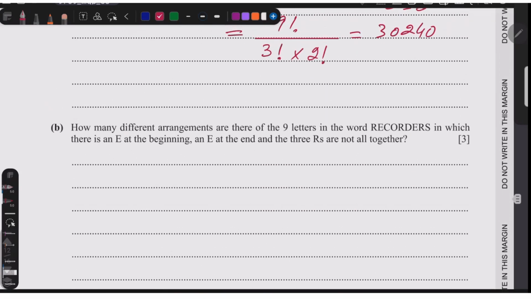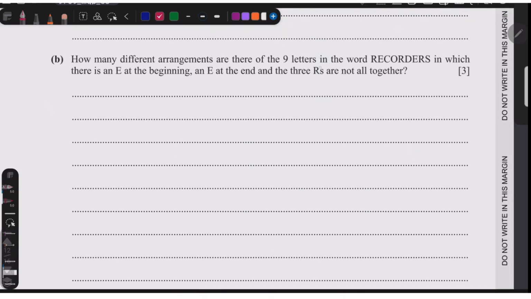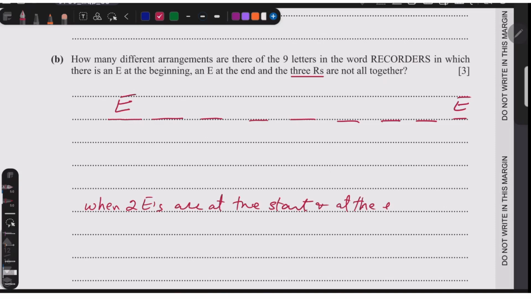Next is how many different arrangements are there of the 9 letters in the word recorders in which there is E at the beginning and E at the end. Okay, E at the beginning, E at the end. So we have fixed these two E's. It means there are 7 empty slots. We need to fill them, and the 3 R's are not all together. We take it as: when 2 E's are at the start and end, minus the cases when 2 E's are at the start and end and R's are together. So this would be the procedure.